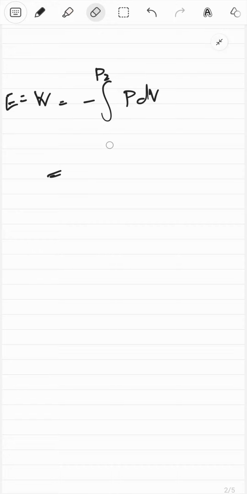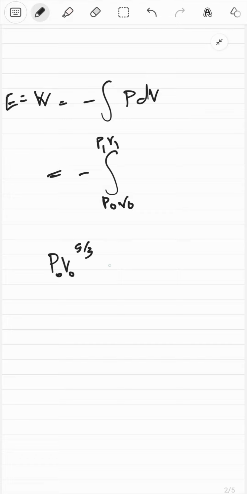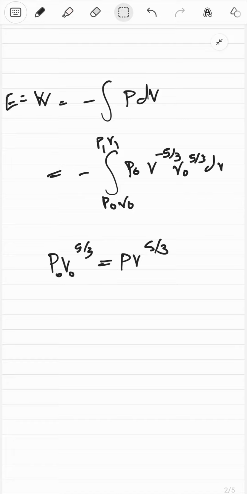I'm just not going to write this down. Just negative integration of, now P is given like that, right? Just call the limits P0 V0 to P1 V1, whatever. So now we have PV to the power 5 by 3, so P0 V0 to the power 5 by 3 is equal to PV to the power 5 by 3, right? So pressure is given as P0 V0 to the power 5 by 3 times V to the power negative 5 by 3, dV.